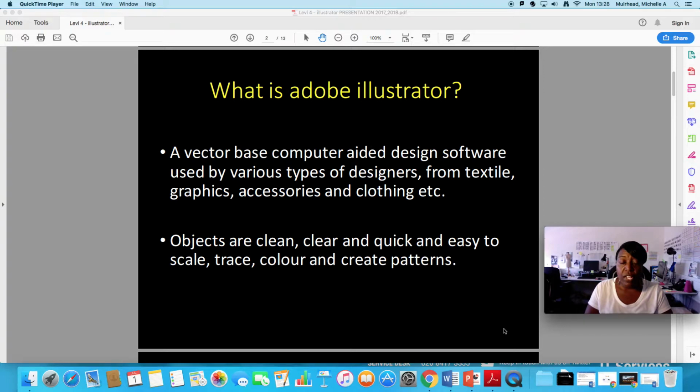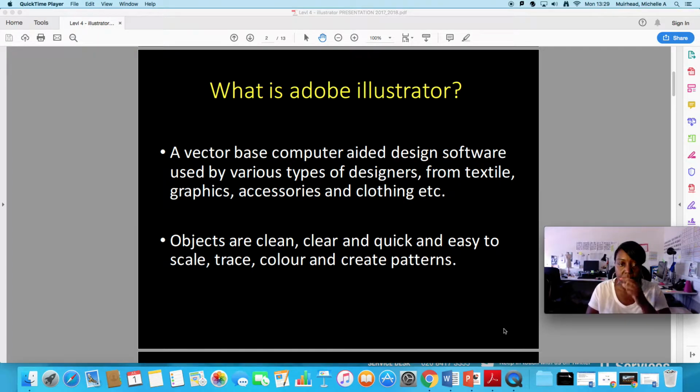What you'll find with Illustrator is that it allows your drawings to be clean, clear, and is a quick and easy way to scale things, objects and garments. It's very easy to trace. If you've already got a hand drawing, you can use that drawing in the program and trace over it. You can colour really quickly, so do different colour options and see what things look like even before you make a decision on the colour. And it also helps you to create patterns.